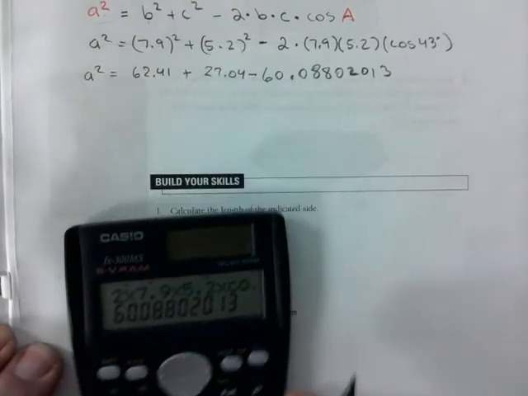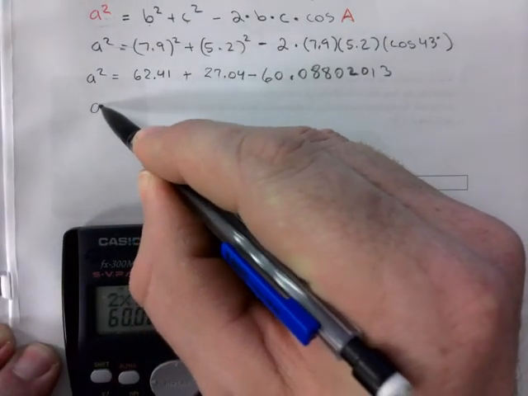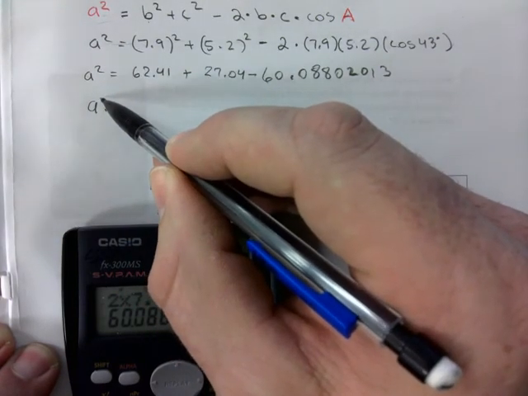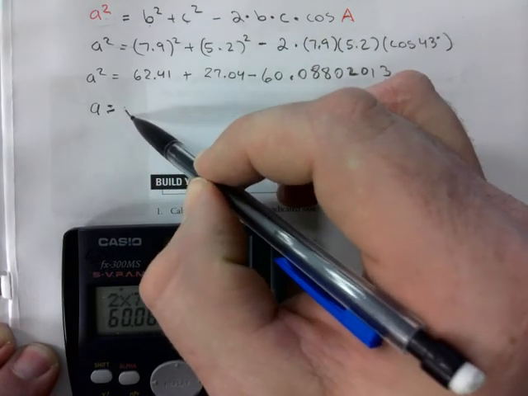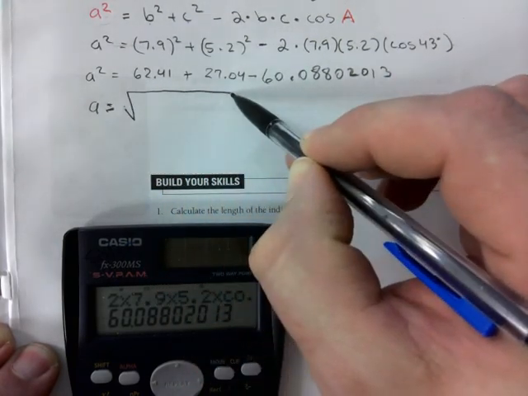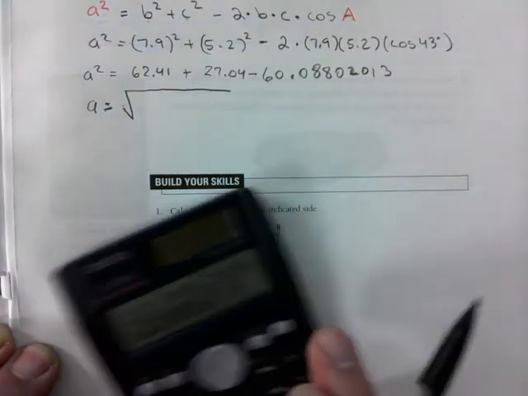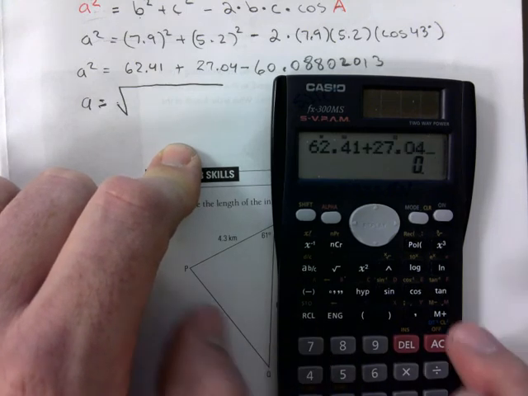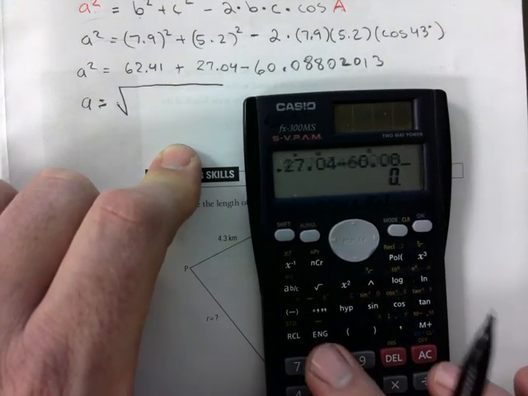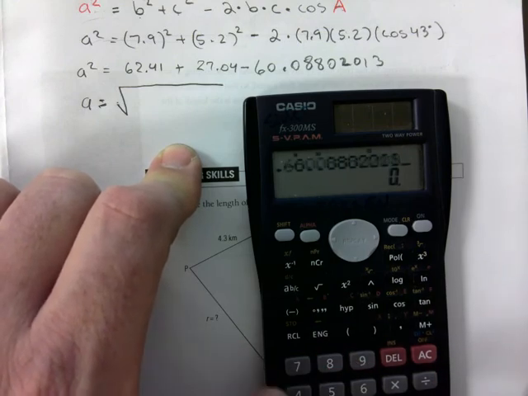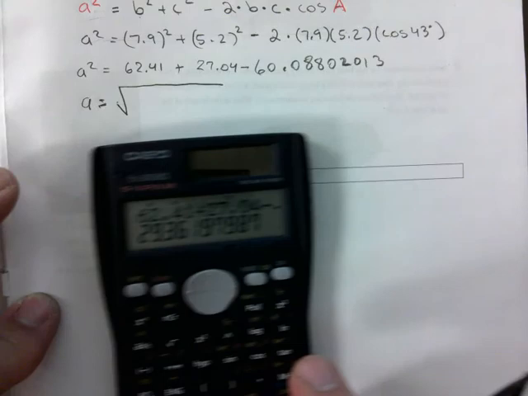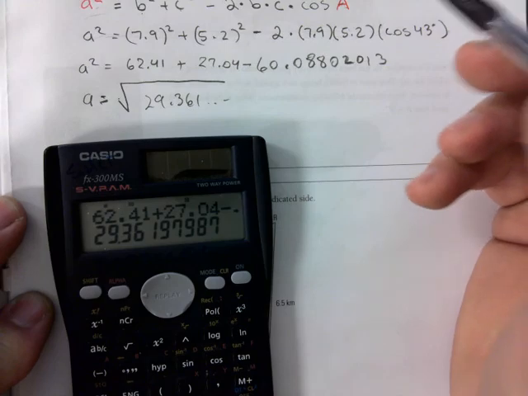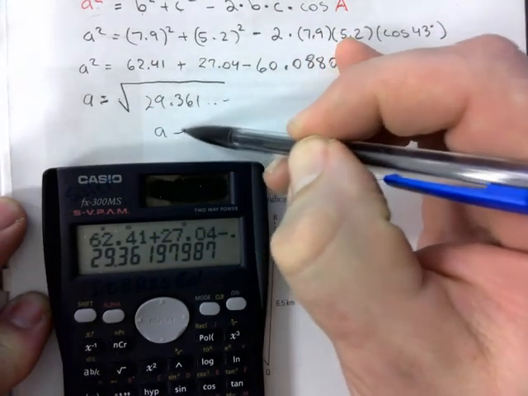You ready for this step here? Watch. A is magically going to have that 2 disappear. What do you need to do to the other side? You remember Pythagorean Theorem, right? Square root. So we're going to type this in before we go today. Minus 60.08802013. That's 29.361, and it just keeps going. And then I'm going to square root that.